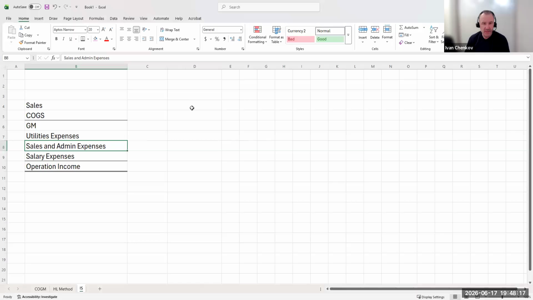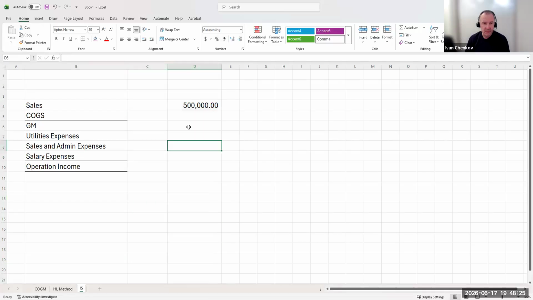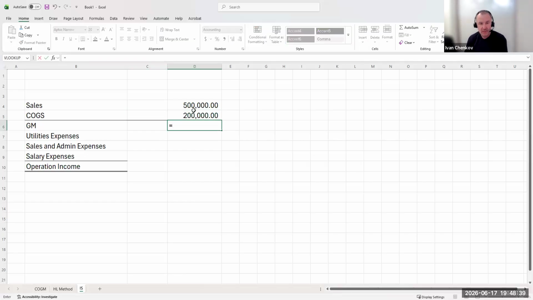Let's put in some numbers. Let's say sales are 500,000. Random numbers, nothing related to anything, I'm just picturing the numbers right now. Cost of goods sold, let's say 200,000. And then you're going to have our gross margin, which is the calculation of this one minus that one. Okay, 300,000.